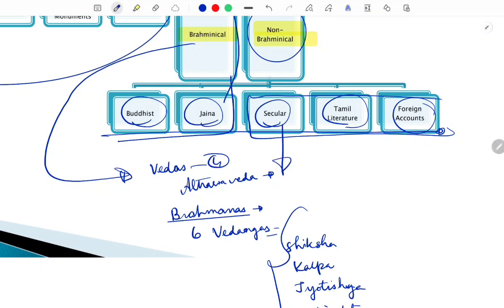Similarly, in the Jaina literature also, we have a number of works which have the Jaina religion as the main subject of those texts.